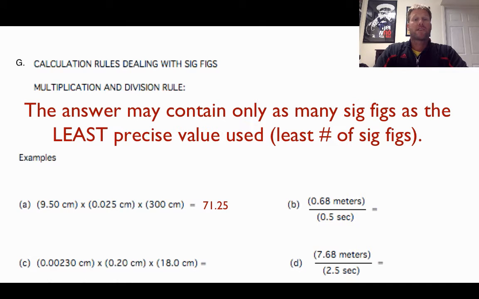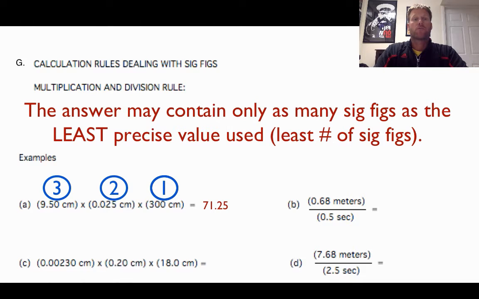If you reported this as your answer on a homework or test, you'd be docked points because you did not report the value with the appropriate number of sig figs. To do this correctly, start by identifying the correct number of sig figs for each number involved in the calculation. 9.50 centimeters has 3 sig figs. 0.025 centimeters has 2 sig figs. And 300 centimeters has 1 sig fig.